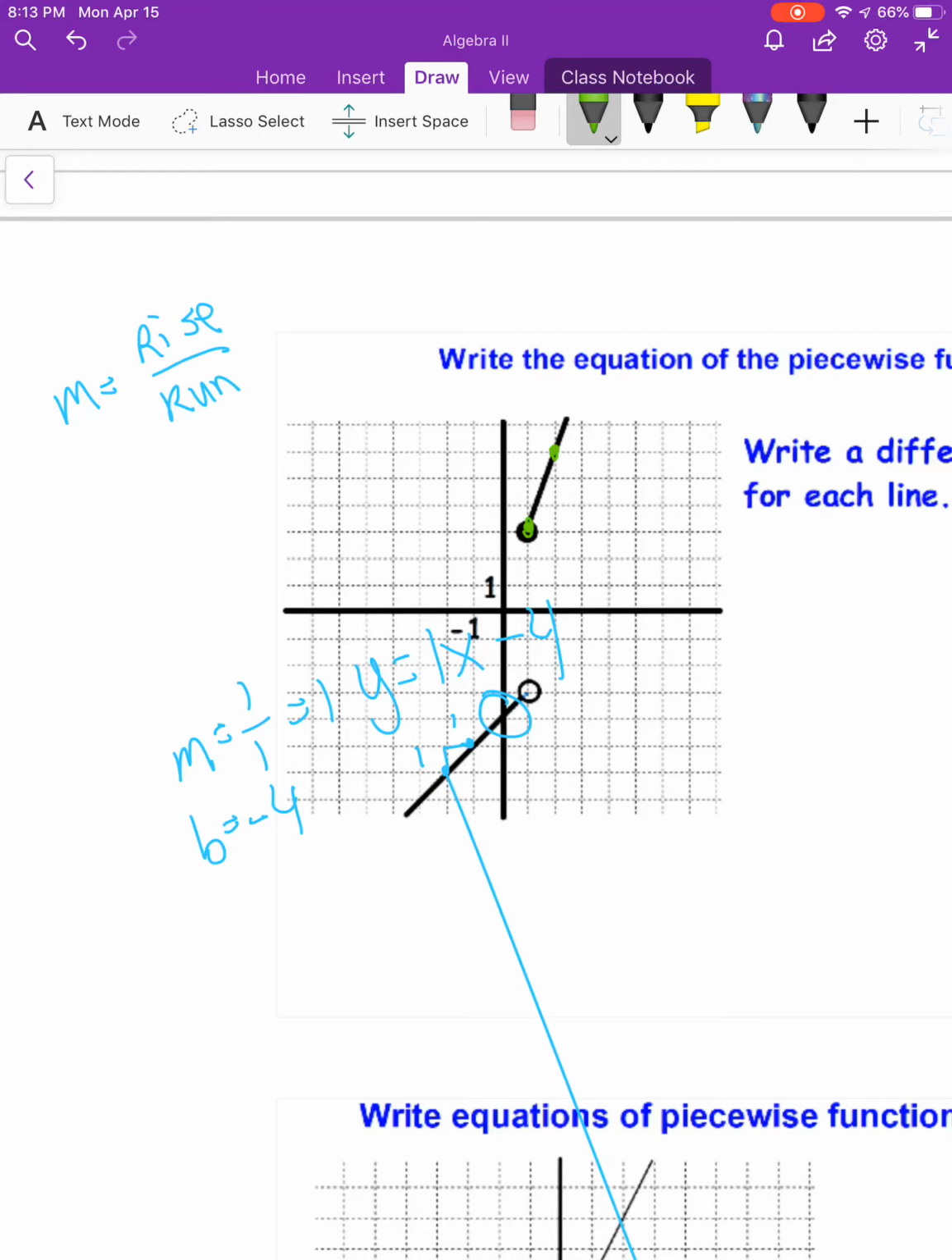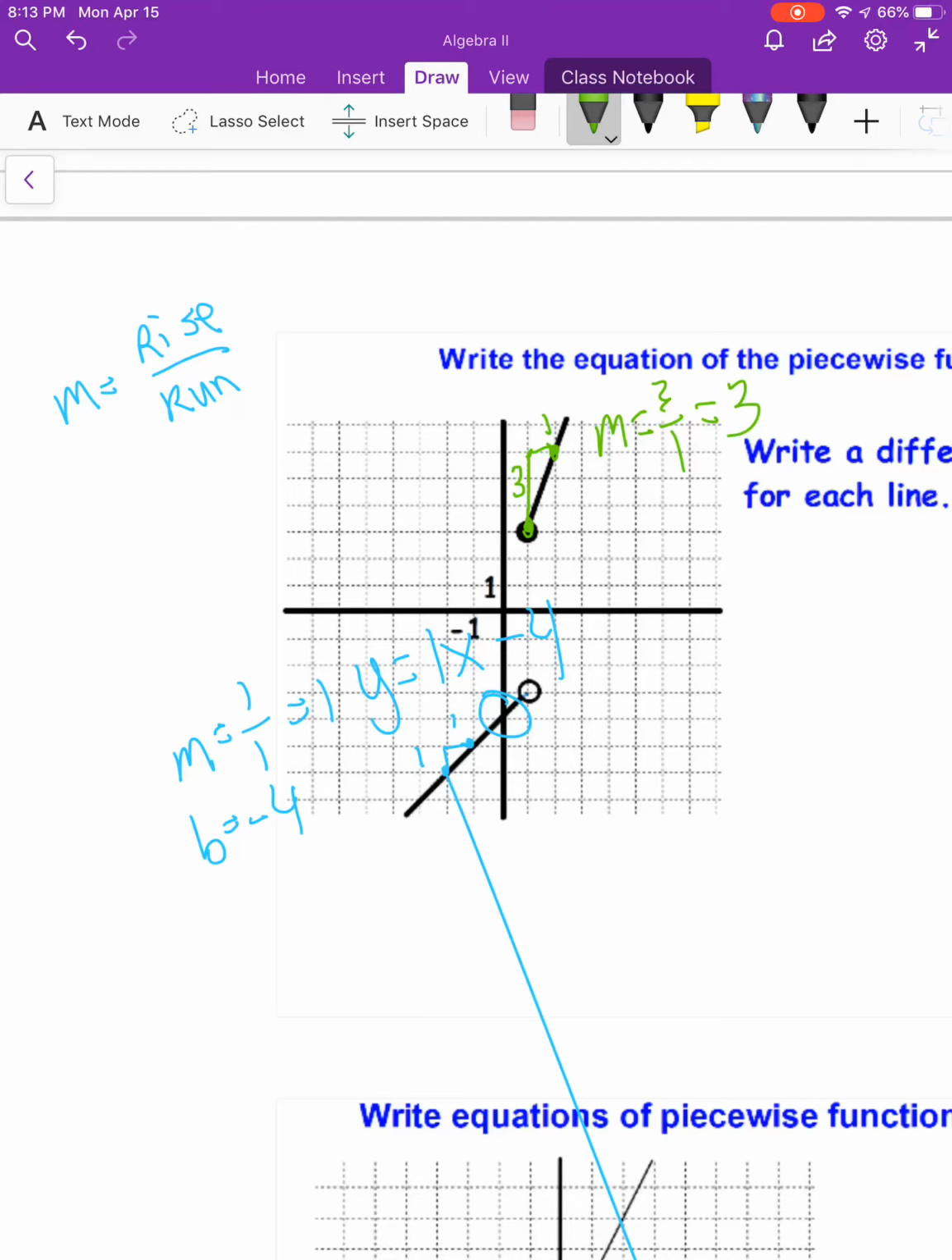I'm going to go with another point right there. Make sure you get nice whole numbers so it's on the grid at a perfect whole number spot. And I'm going to count up 1, 2, 3, and over 1. So I got a rise of 3 over 1, or just 3.